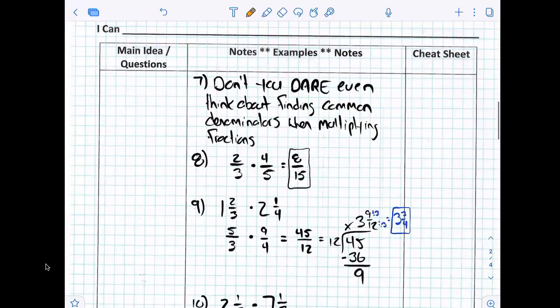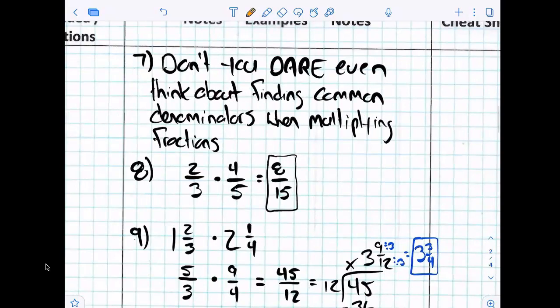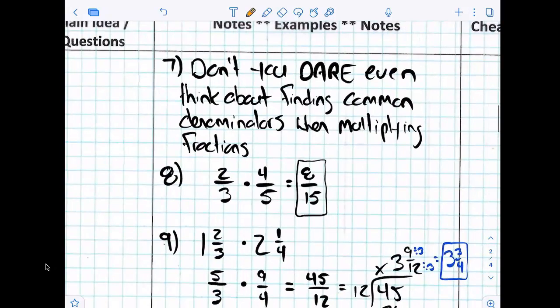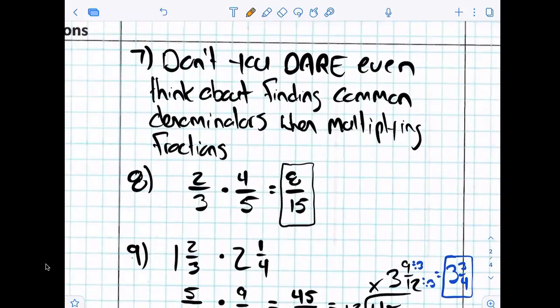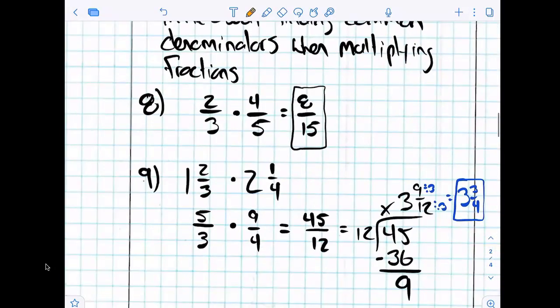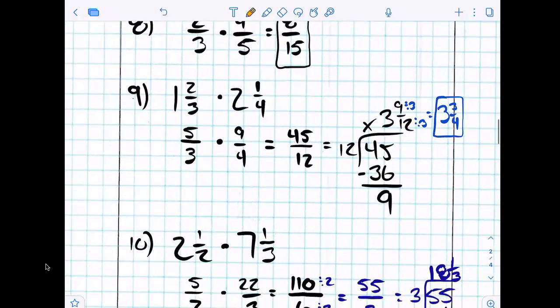Great. All right. Number 7, don't you dare ever find common denominators when multiplying fractions. Yes or no? Yes. On the count of 3, read that. 1, 2, 3. Don't you dare even think about finding common denominators when multiplying fractions. Good. I like that you're yelling at me.